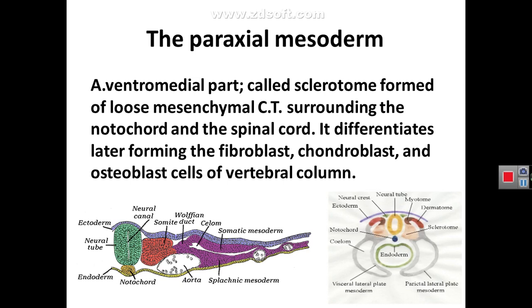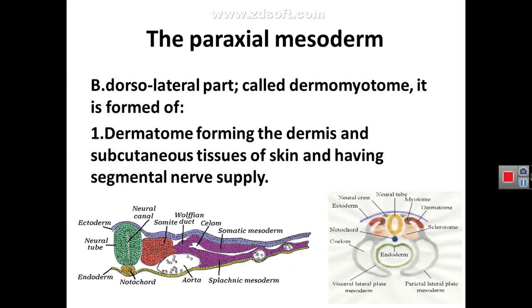of the somite, which is differentiating from the ventromedial part of the somite, which is called the sclerotome. The second part, in addition to the sclerotome, is the dorsolateral part. As you can see, this is the ventromedial part, the sclerotome. So this is the dorsolateral part. It is formed of what is called dermatome and myotome, and it can be described in one term, which is called dermomyotome.